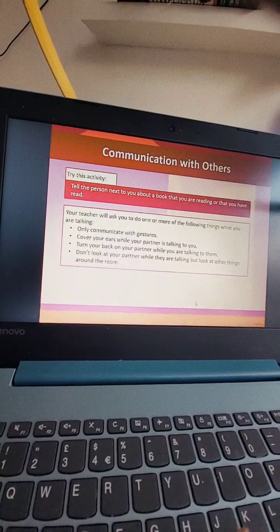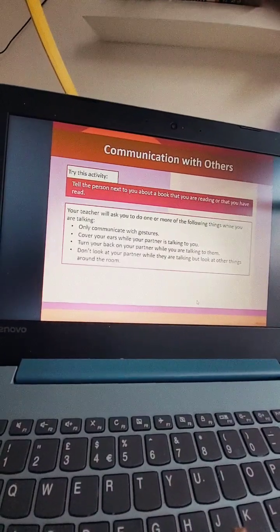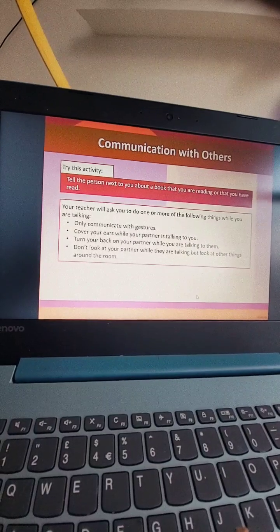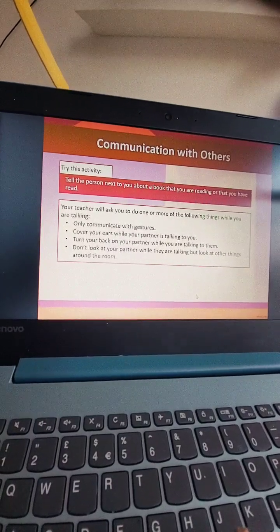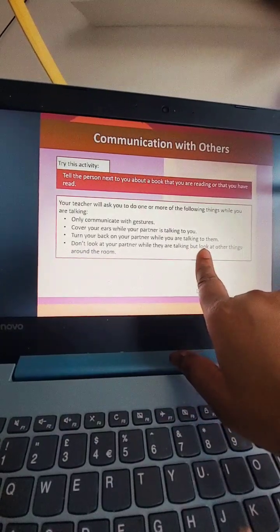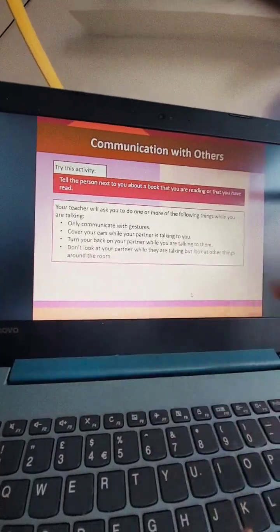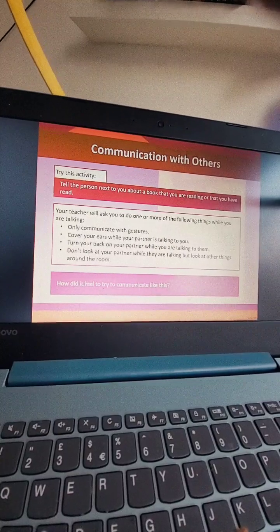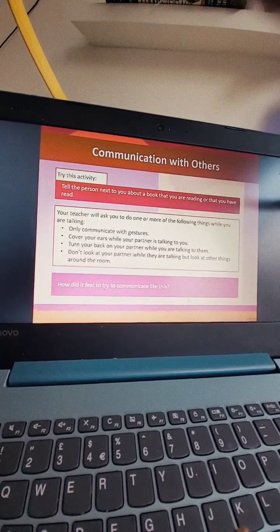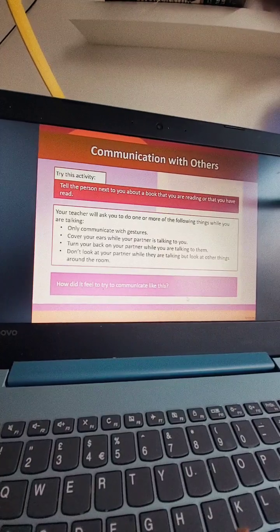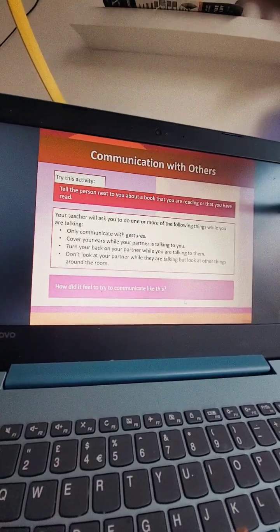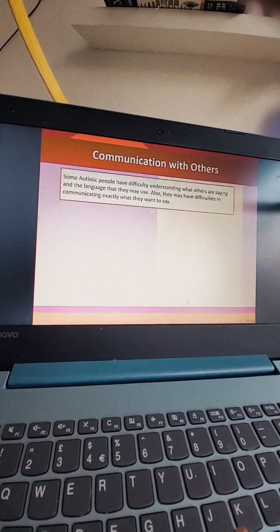Cover your ears while your partner is talking to you. Turn your back on the partner while you are talking to them. Don't look at your partner while they are talking, but look at other things around the room. How do you feel? How did it feel to try to communicate like this? A bit difficult, isn't it? Yeah, that is the thing.